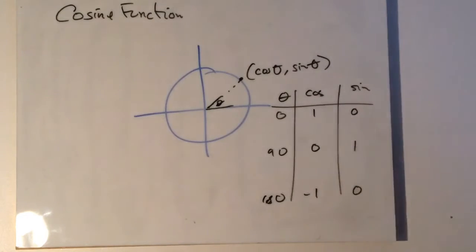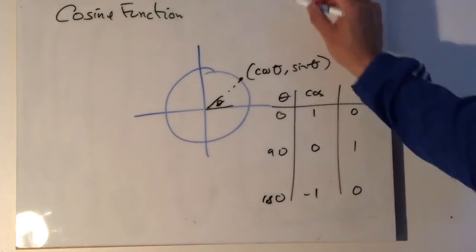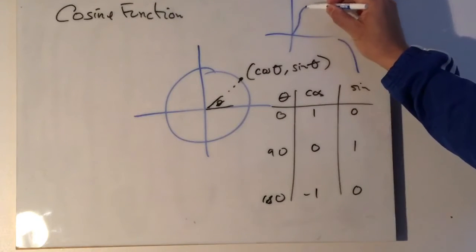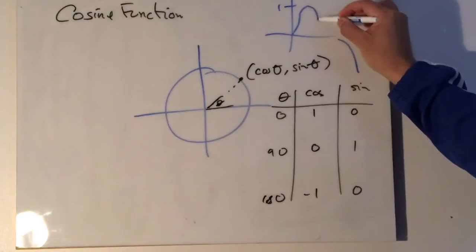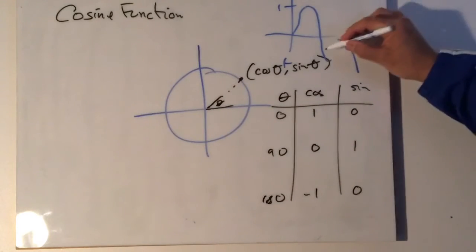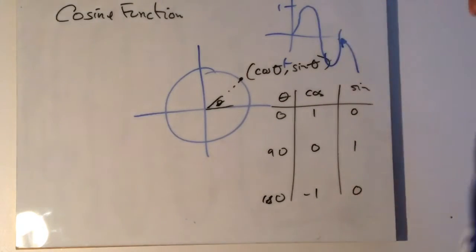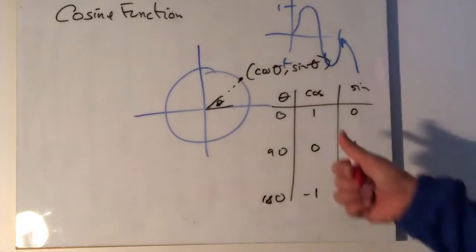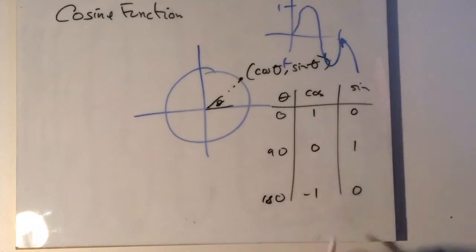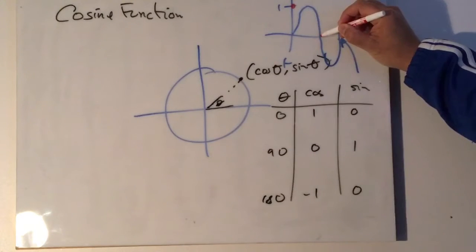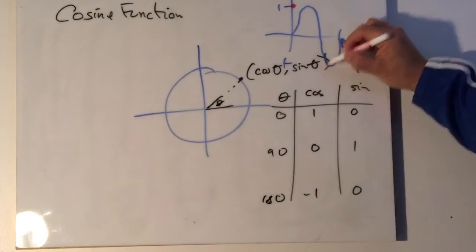Okay, so here's our sine graph. Our sine graph went like this, starting at 0, go up to 1, and then back down to -1. That was our sine function, right? So our cosine function would start at 1, go down to 0, go down to -1, and back up.